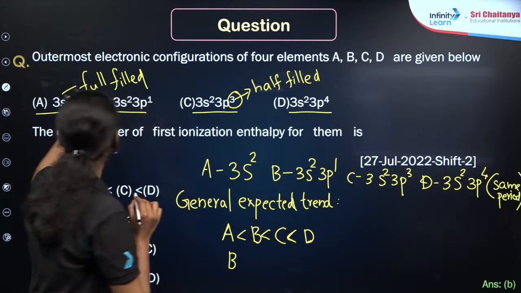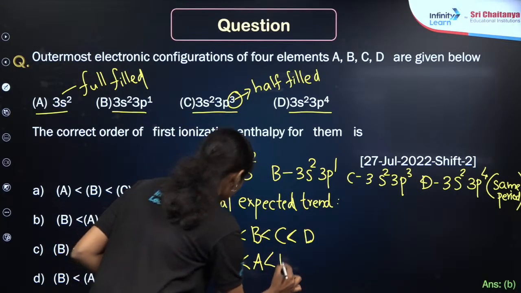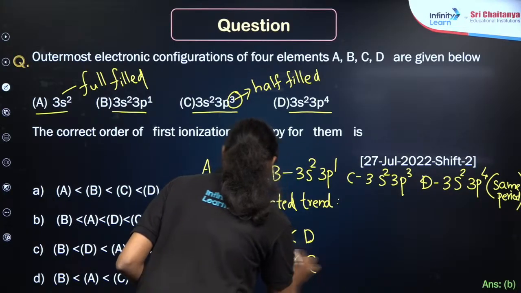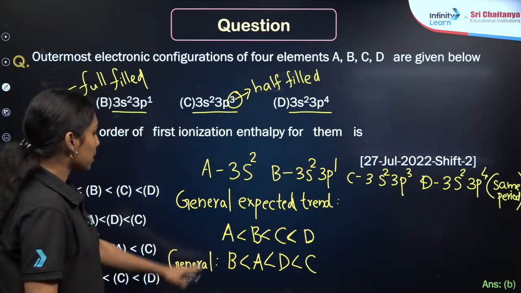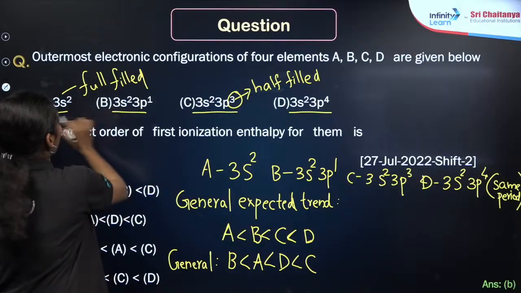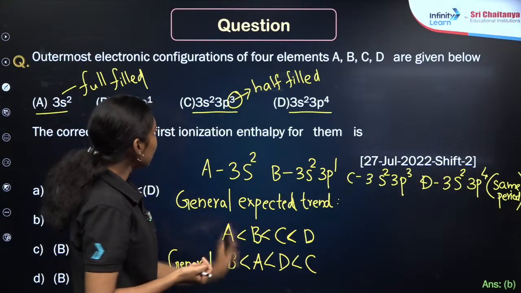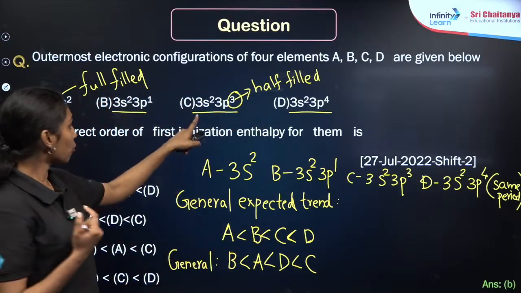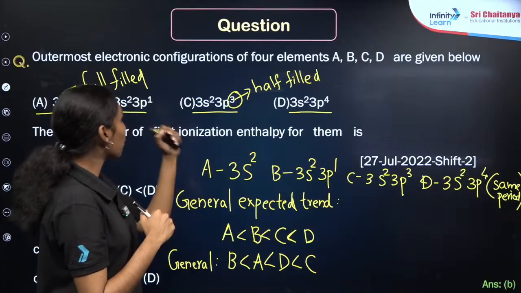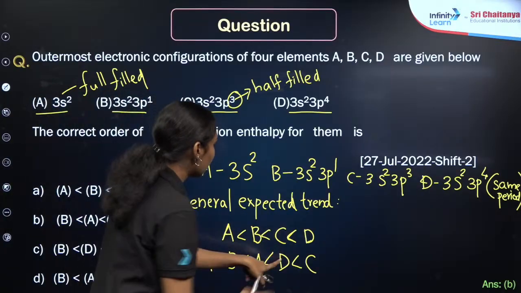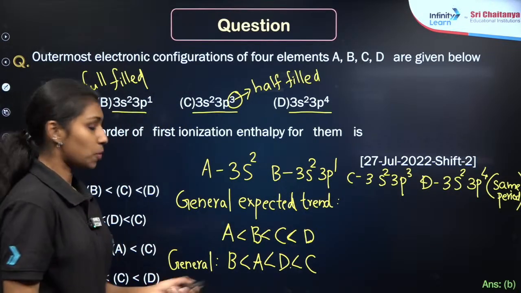B, right? Because A has the highest stability. B, A, D, C, because A has more stability because of the fully filled electronic configuration, therefore more energy is required than B. Therefore B, A. Then as compared to C and D, which one requires more energy to remove the electron? C, right? C has the half-filled electronic configuration. Because of the highest stability, we will require more energy to remove the electron. From C to D, D has more energy than C. Which means option B will be the correct answer here. B, A, D, C. Yes, option B is the correct answer.